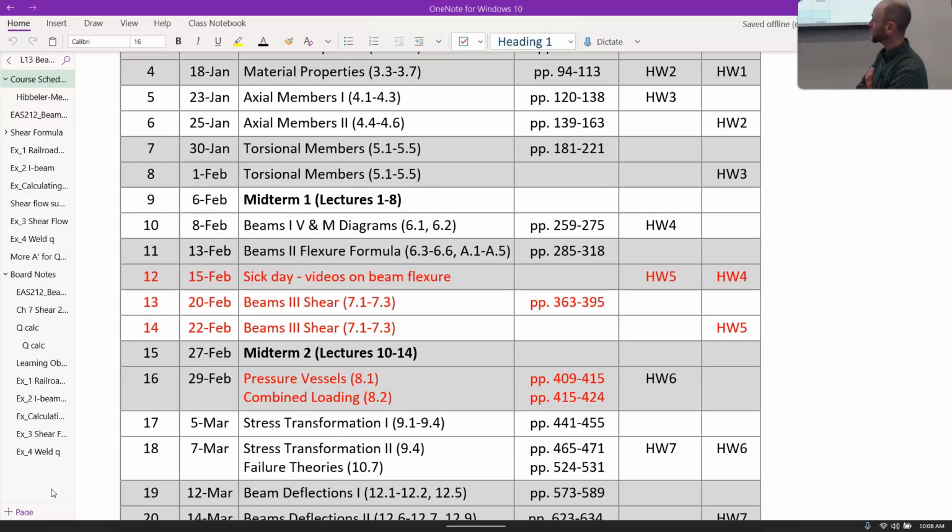So it'll be pretty much just all our beam material from first and second midterm that we'll cover next week. So that's where we are. Homework 5 is posted. The first couple problems you could solve based on the flexure information we covered last week. The last couple problems will be the material this week.